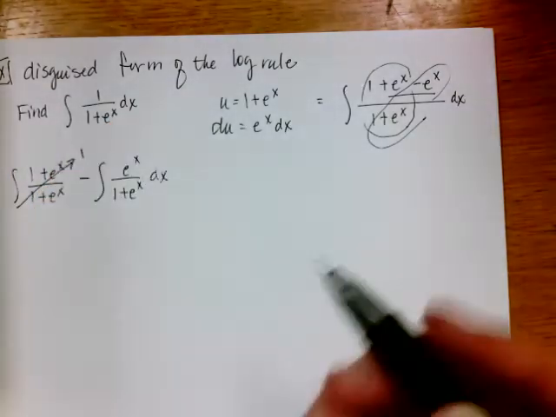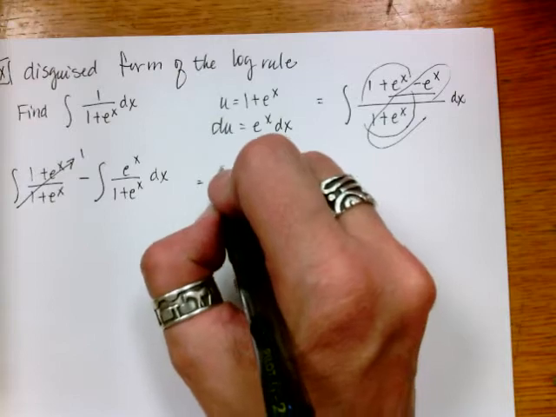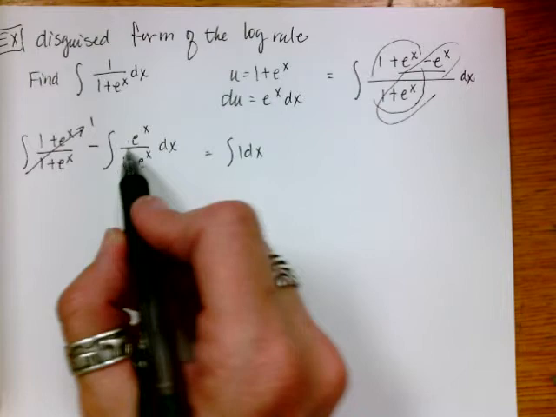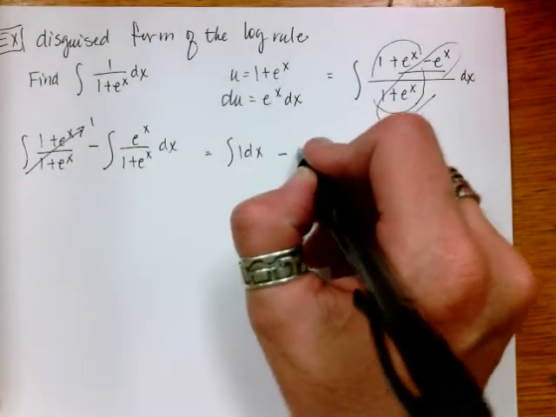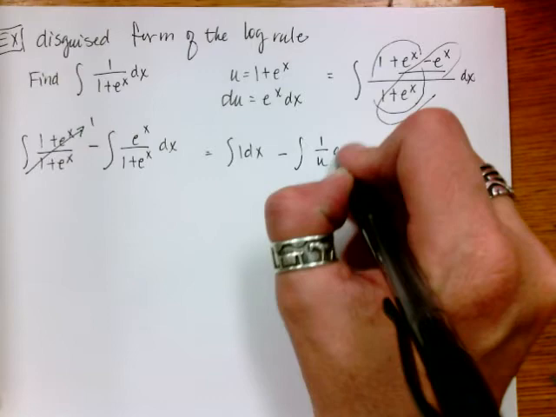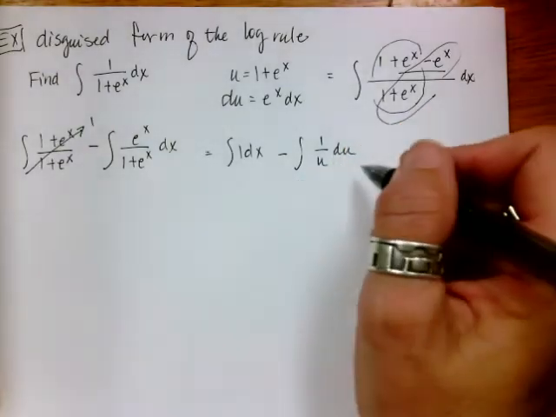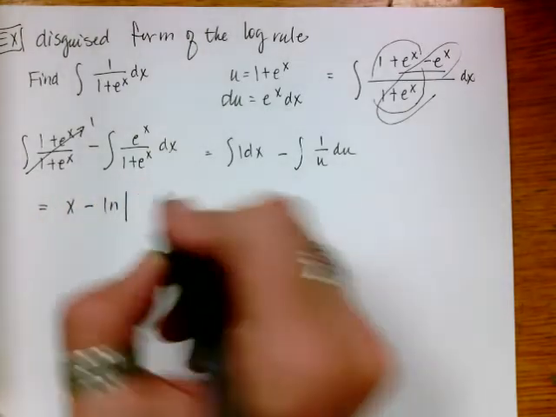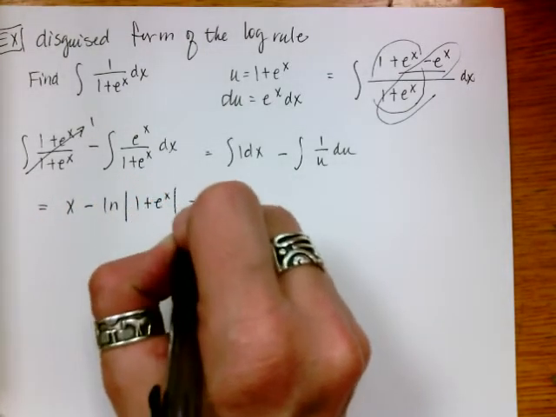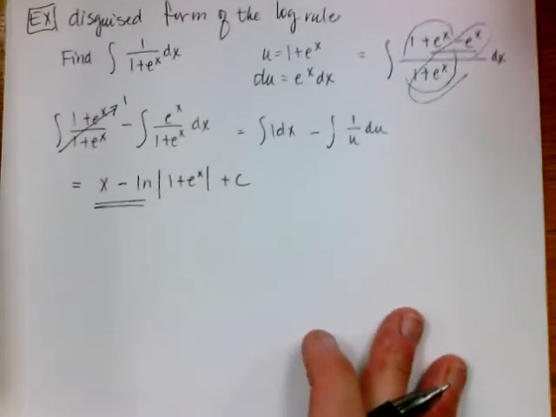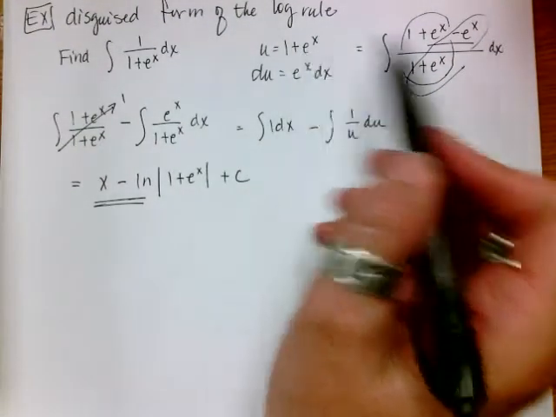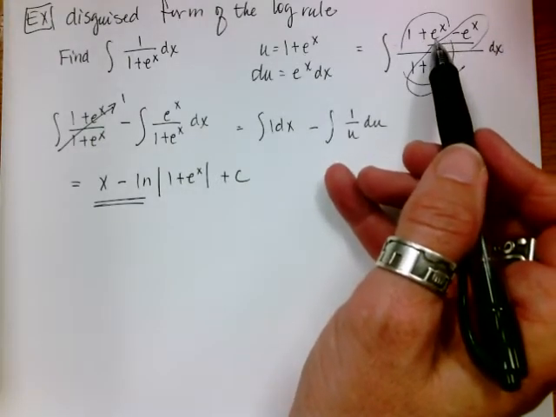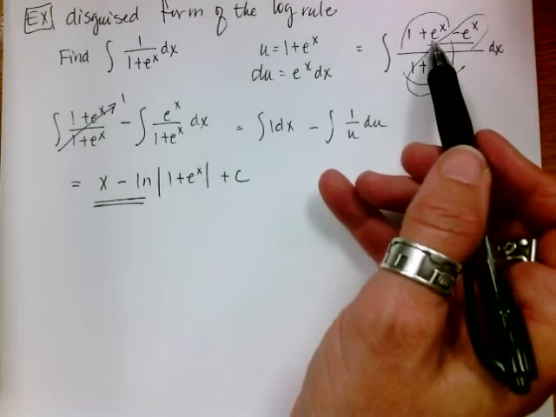Well, this guy is 1, so this becomes the integral of 1 dx. And then this situation right here is this situation, so then I'm going to have minus the integral of 1 over u du. So this is pretty easy. This is going to become x minus the natural log of 1 plus e to the x plus c. And we're done. So that's kind of cool. This is a pretty unique situation where I add and subtract the same value. And as you do more of these, that will become a little bit more obvious.